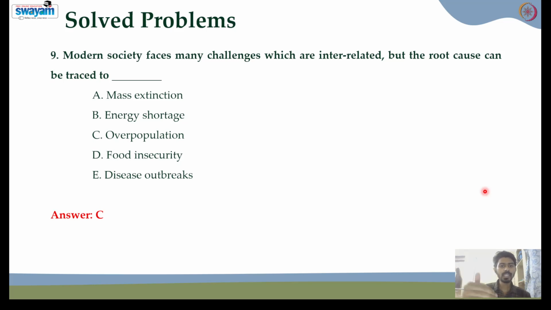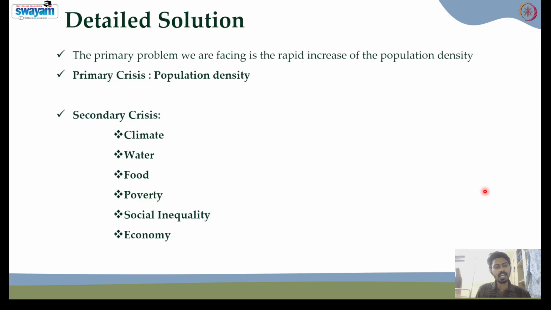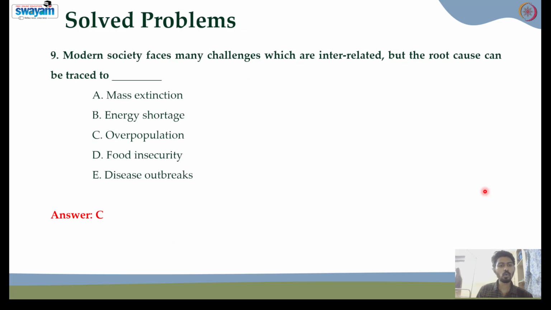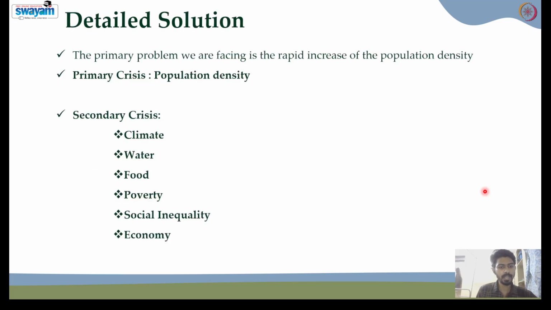Though these are all problems facing modern society, we have learned in the week one course that the primary problem arising is the rapid increase of population density. So the primary cause is population density, that is overpopulation. And the rest, like mass extinction, energy storage, food security, and disease outbreak, are all secondary crises that were discussed in the week one lecture. So the answer is overpopulation.